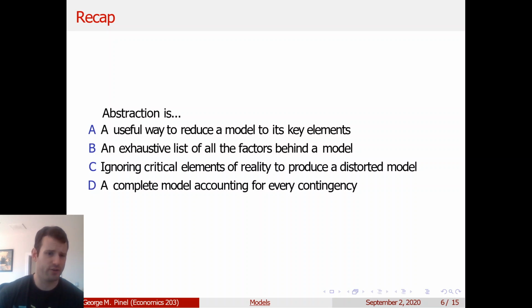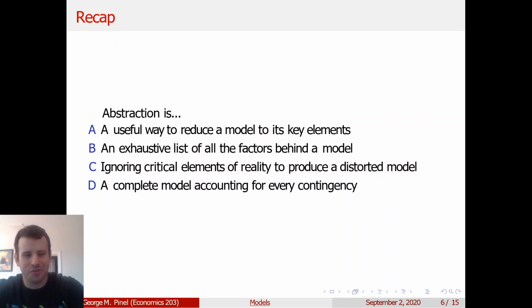You can't say anything meaningful. So you'll need abstractions in order to get away from that. So it can't be D, because accounting for every contingency is too complex, and that's exactly the reason why you need abstractions. Part C, or answer C: ignoring critical elements of reality to produce a distorted model.